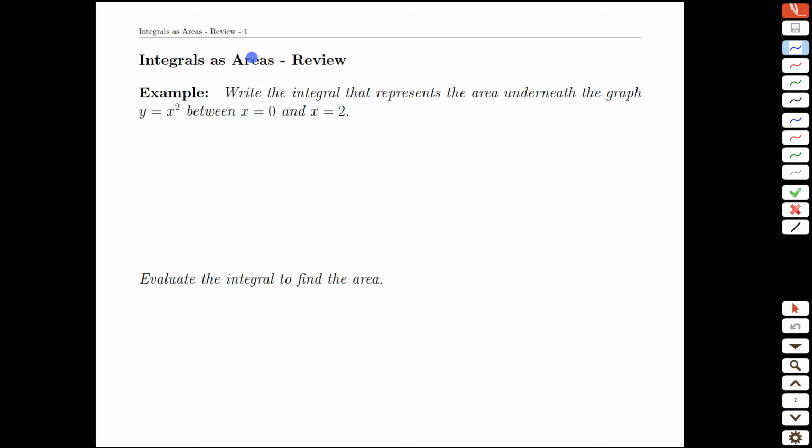In this video, we're going to look at how we developed integrals to compute areas, and then we're going to take a look at that same process with a new direction, or from a new perspective. Let's start with what we know already.